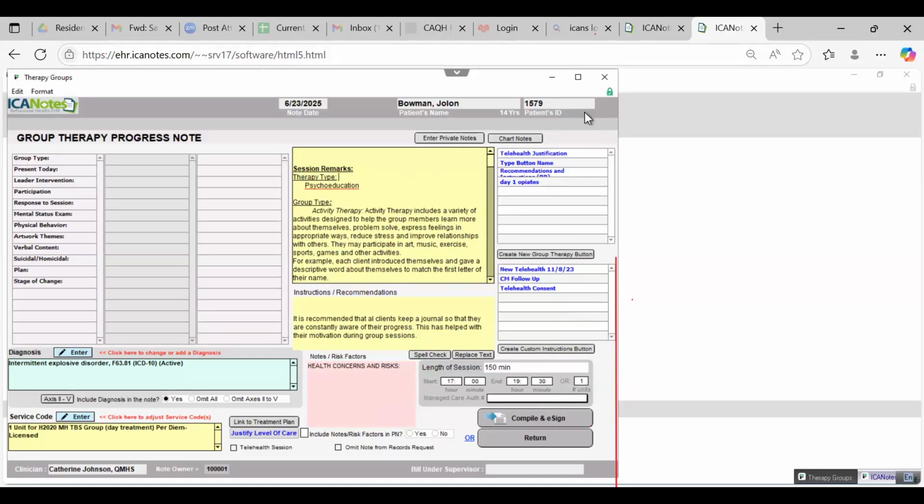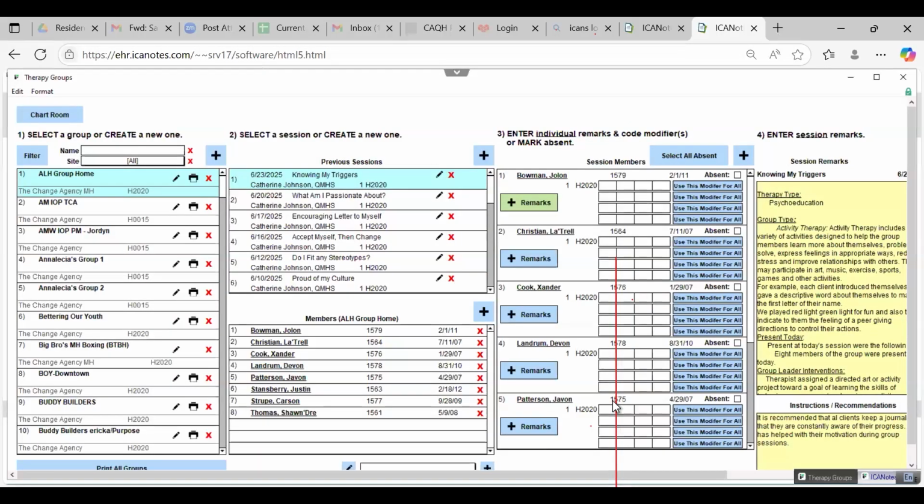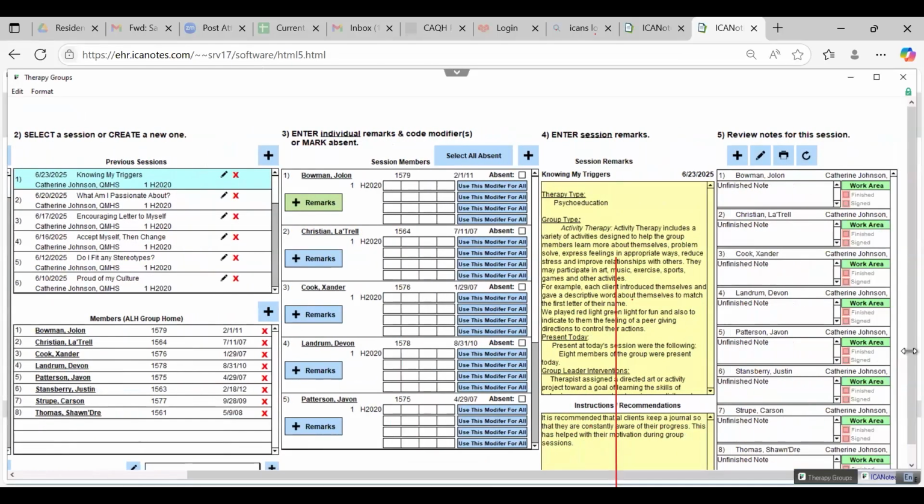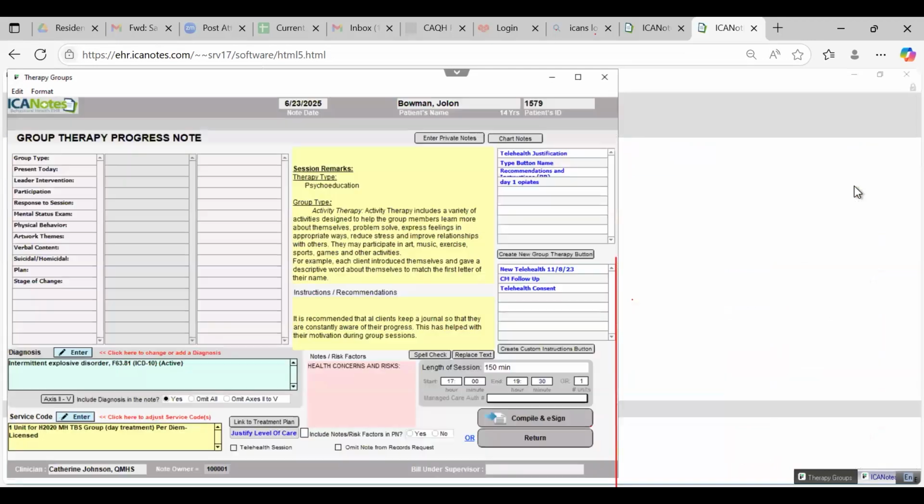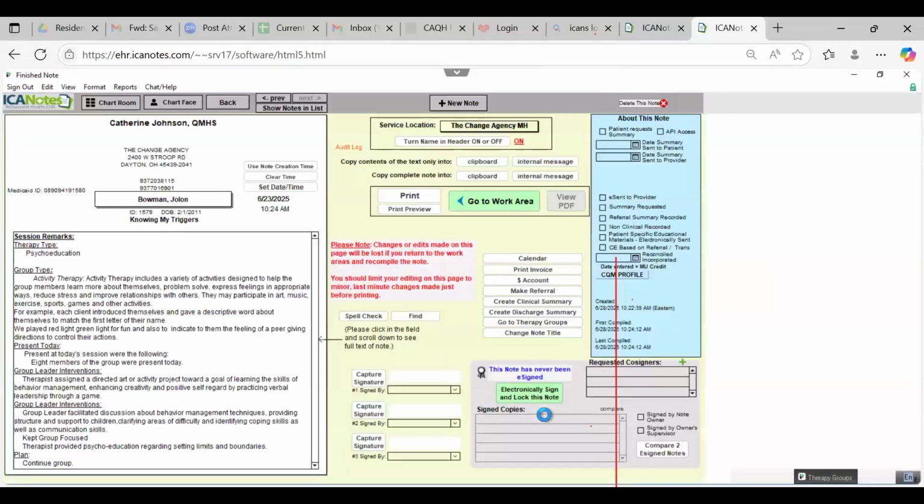Hold on one second. I'm going to go to return because I want to see. Okay, so I'm going back to the work area, and then I'm going to do compile and e-sign. All right, so this is what a compiled note looks like.